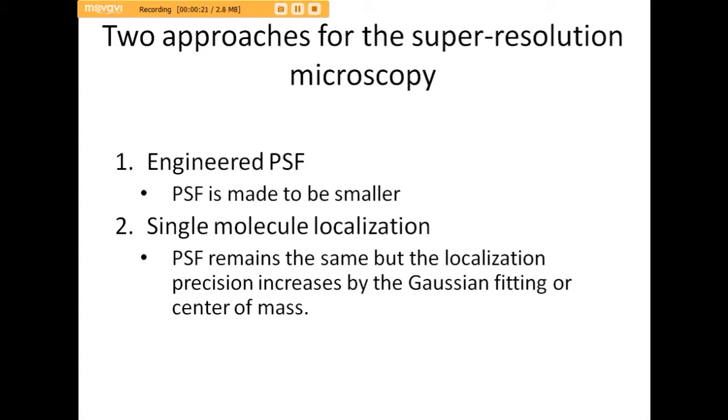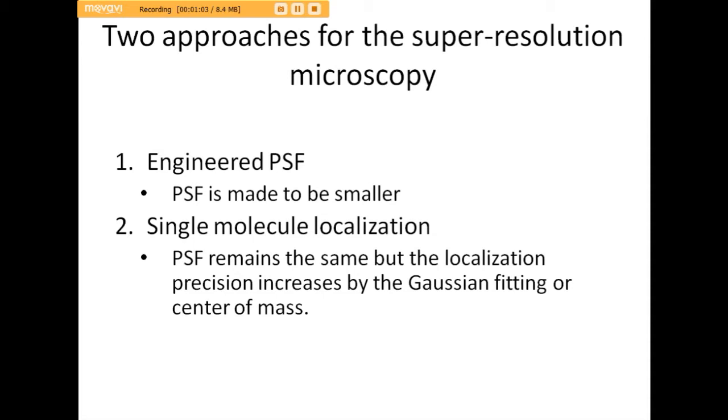These super resolution microscopes could be characterized by two different methods. The first method is the engineered PSF method. For this microscope, the PSF is made to be smaller. We know that PSF determines the microscope's resolution: the larger the PSF, the lower the resolution. So if we can make a microscope that has a smaller PSF, of course, we could have a super resolution microscope. But this is not the focus of today's lecture.